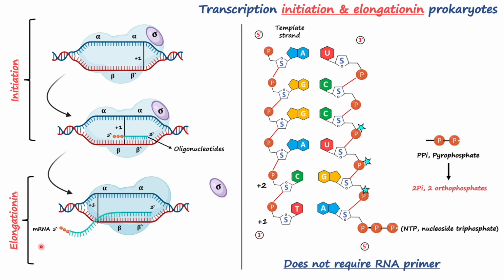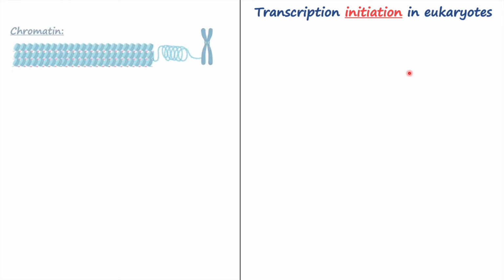So now let's talk about the transcription initiation in eukaryotes. In eukaryotes, it is a little bit different than prokaryotes because the transcription process is more complex in eukaryotes compared to the transcription process in prokaryotes. So in eukaryotes, if you remember, the DNA molecule is packed into the chromosome.